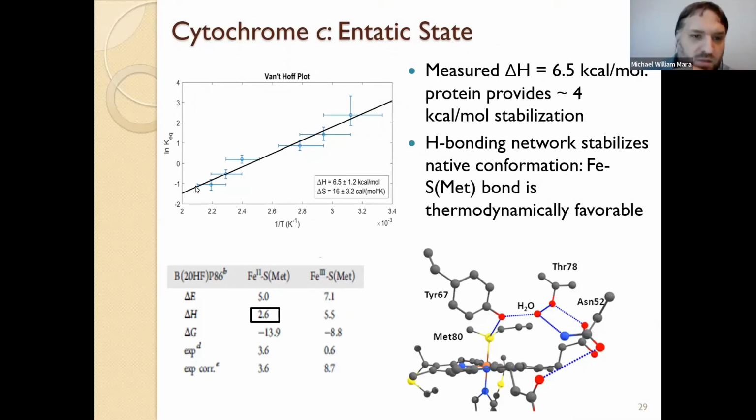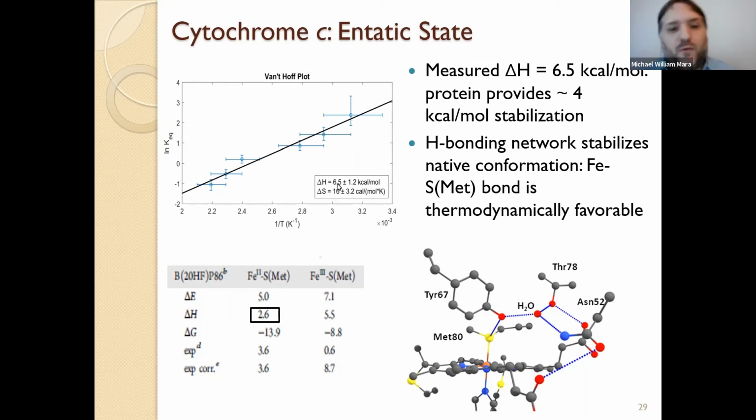But now, experimentally in the protein, we picked up an enthalpy of 6.5 kcal per mole, about 4 kcal per mole higher than what we picked up by the DFT. What this suggests is that the protein is actually contributing about 4 kcal per mole of stabilization to the iron-methionine bond.